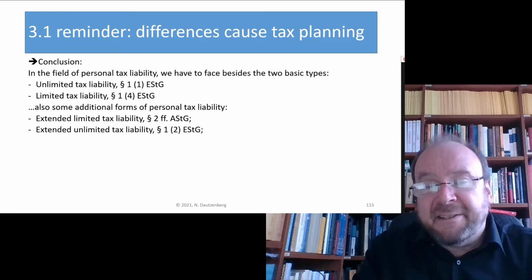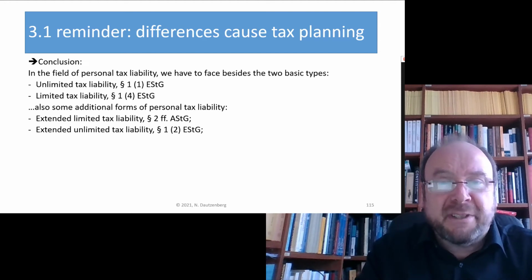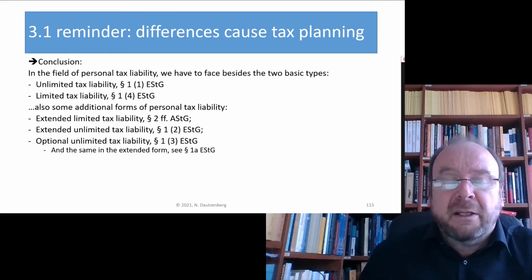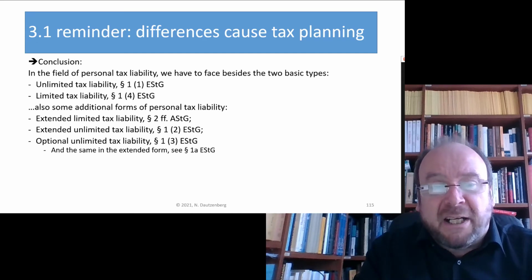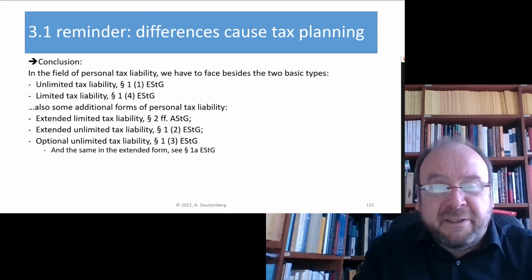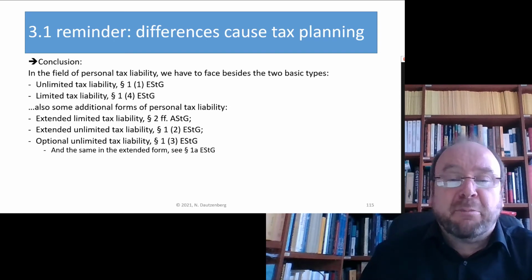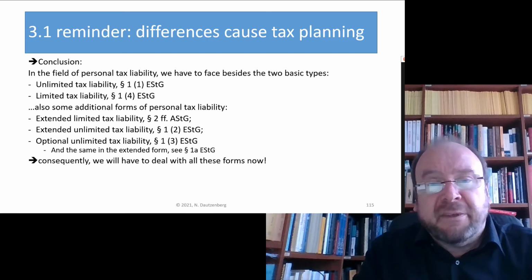Then there is that extended unlimited tax liability in paragraph 1.2 ESDG. By the way, that's mostly covering diplomats and comparable people living abroad. And then there is what I already mentioned, an option for limited taxpayers who fulfill certain conditions, an optional unlimited tax liability in paragraph 1.3 ESDG, and that also has a more convincing extended form where also the possibility exists to apply for joint assessment as a married couple, although you live abroad.